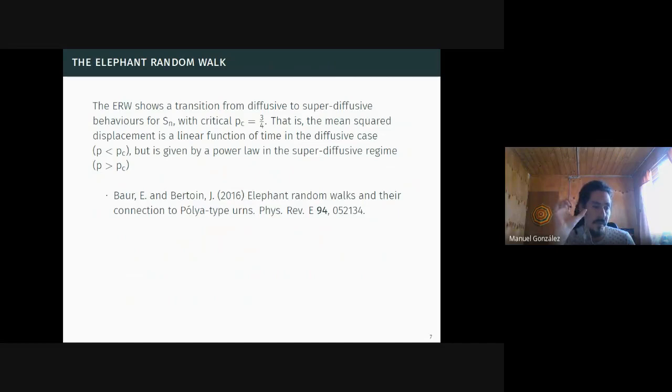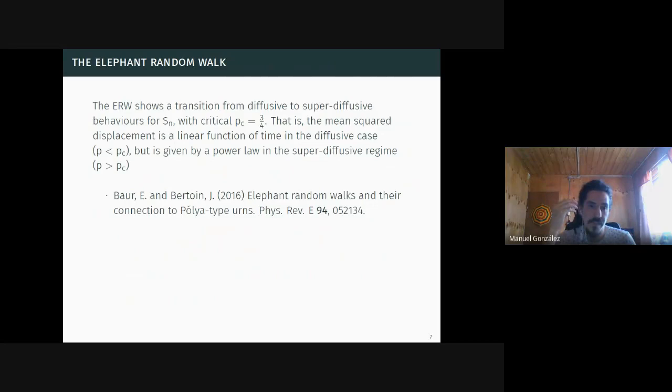Remember that you have one parameter, parameter p, and there are two different behaviors. There is a critical value that is 3/4. If p is smaller than this critical value, the mean square displacement is a linear function of time. This is called a diffusive behavior. In the other region, if p is larger than the critical value, then you have a superdiffusive regime. And this is the main feature of the elephant random walk, this kind of phase transition.